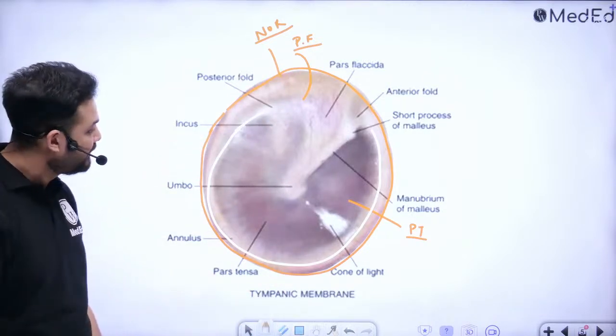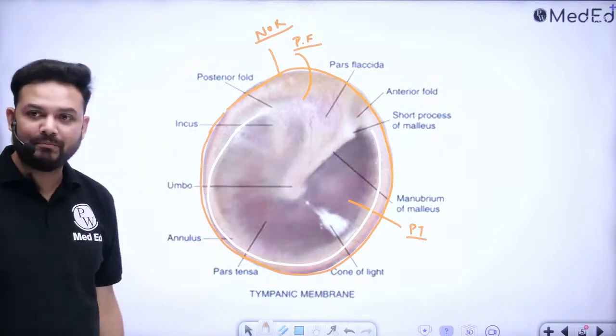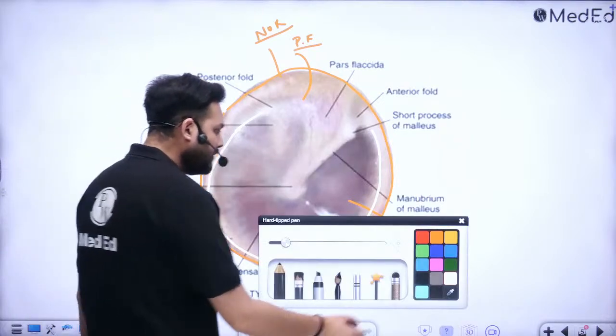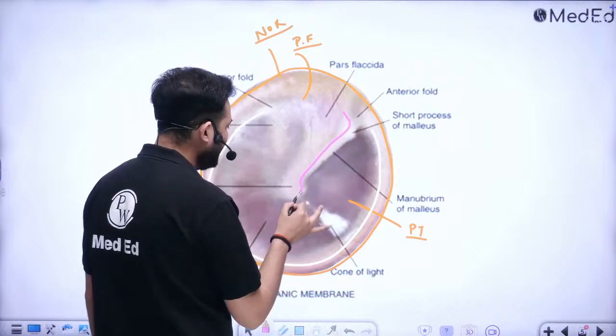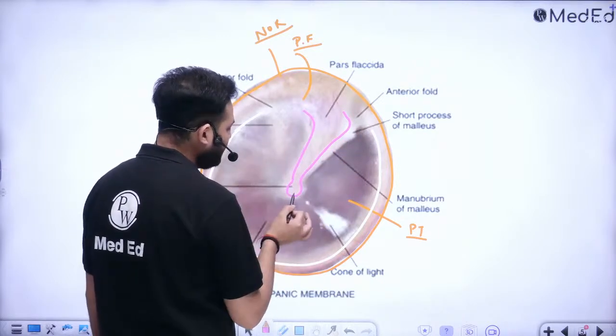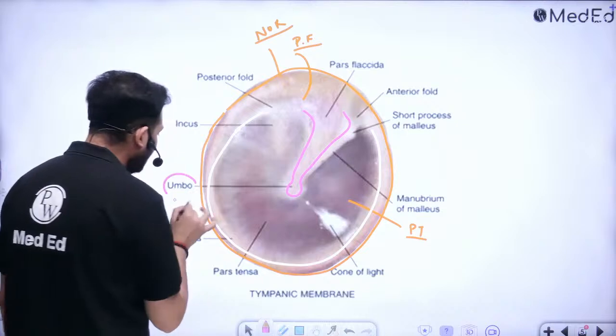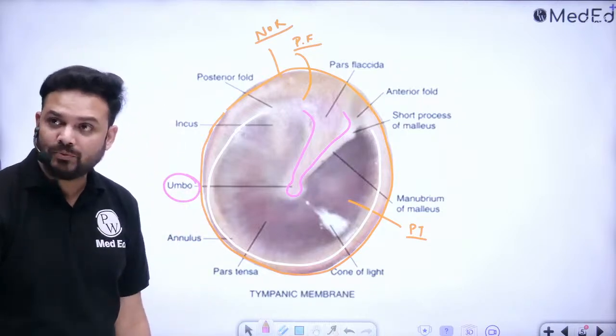Correct? Now, when we look at the structures on the tympanic membrane, you can see the handle of the malleus in the center, right? This is the handle of the malleus that you can see in the center. The point where the handle of the malleus is attached, we call the umbo. Correct? We call it the umbo.